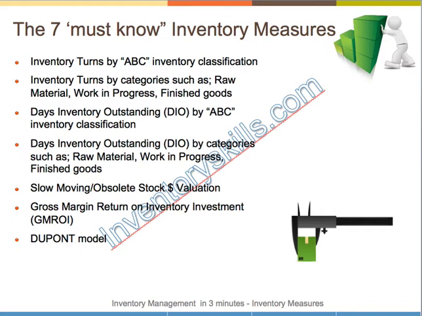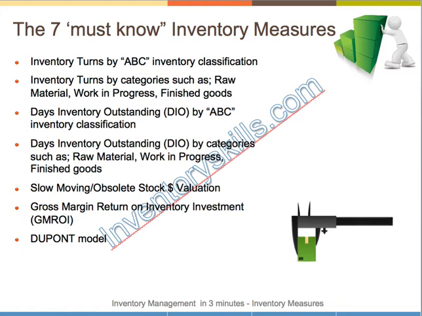Firstly, you must measure inventory turns and split them up into the ABC classifications of your inventory. You can also calculate inventory turns by categories, so calculate them for raw materials, work in progress and finished goods. You can also calculate days inventory outstanding by ABC classification as well, and calculate them into the categories of raw material, work in progress and finished goods.